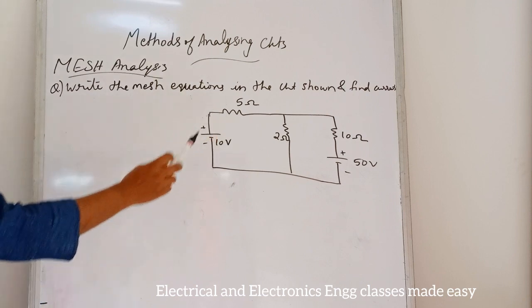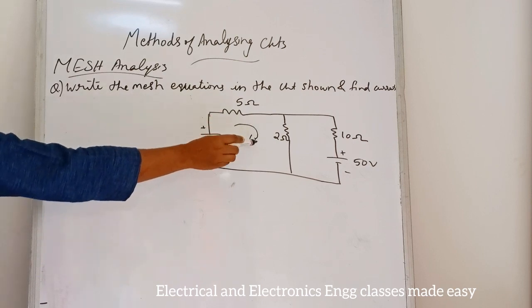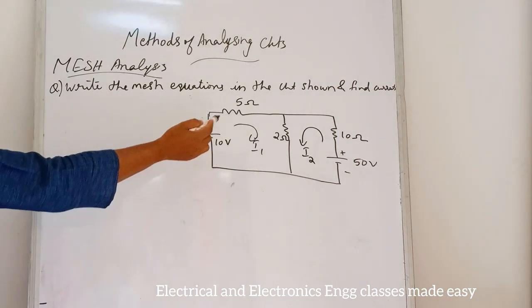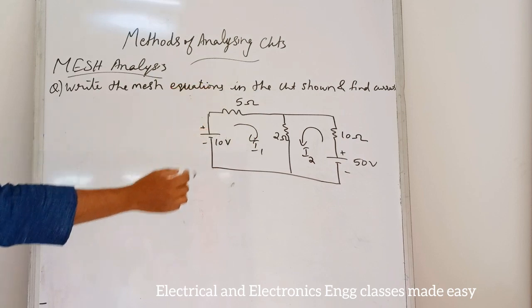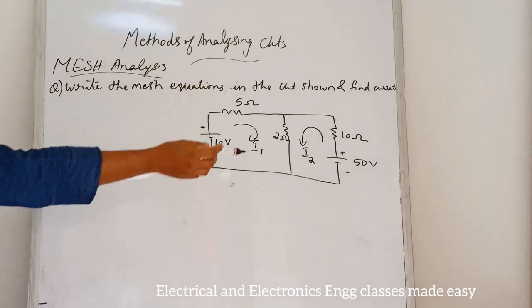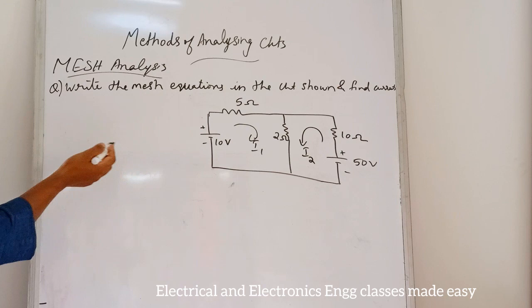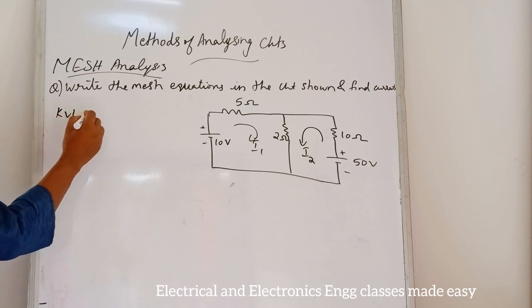So there are two loops. This is the first loop. Let the current be I1, and in the second loop it will be I2. So this is I1 in this direction and this is I2 in this direction, because there is a voltage source, so let that current be in the anti-clockwise direction. Now the next step is to write the KVL equations.